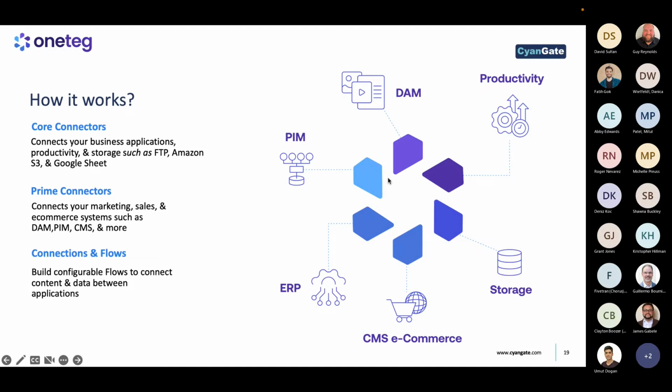And if you want to know how it works, it comes with two types of connectors. What we call core connectors, which think of as business applications or back office things like storage, Google Sheet, Excel, FTP. These we call core connectors. And the prime connectors will be your marketing, your sales, your e-commerce. So these are your PIM, your DAM, CMS. And the connections of flows is really our secret sauce. This is how we built the interface to make it easy for you to connect those systems together.